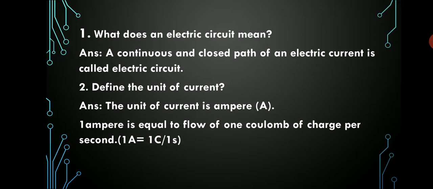Okay, the next one: define the unit of current. What is the SI unit of current? It is ampere. See, only this answer is not enough. You have to define what is 1 ampere. When this question comes, if you write only ampere, you won't get the marks. So, define the unit of current, that means you have to define what is 1 ampere. 1 ampere is equal to flow of 1 coulomb of charge per second.